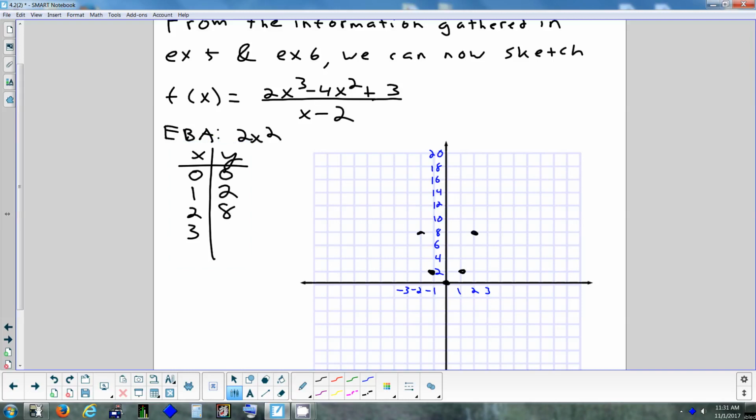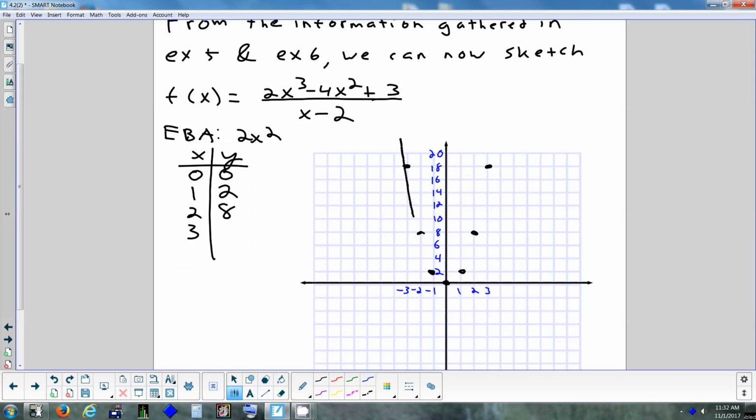And let's do 3. 3 squared is 9, times 2 is 18. So 3, 18, and also -3, -18. Okay, so I'm going to draw that as a parabola. What I can do is make it dotted after I draw it.